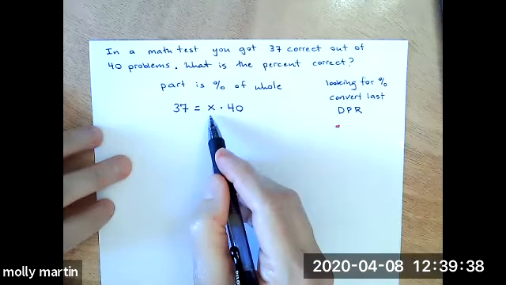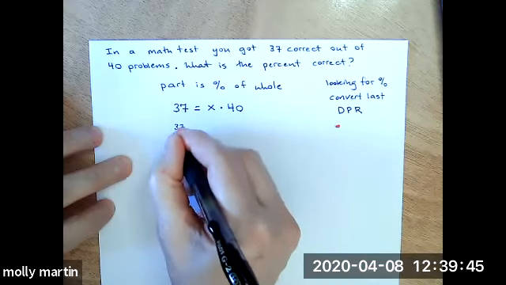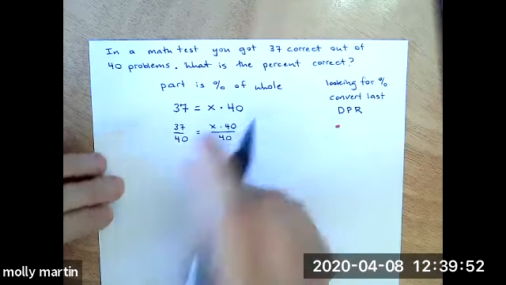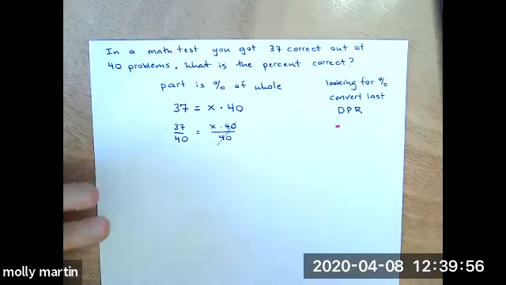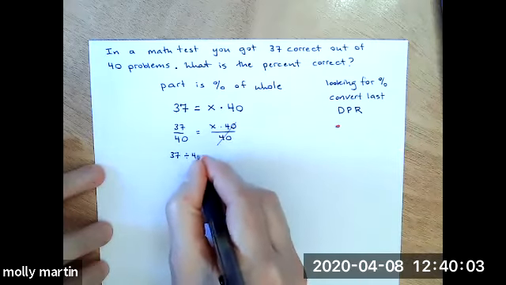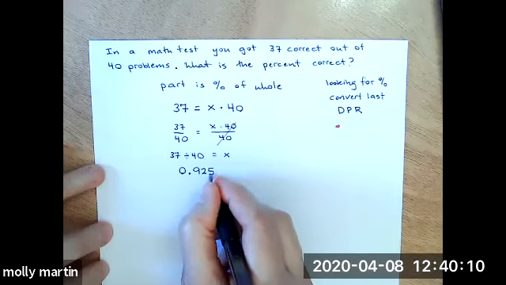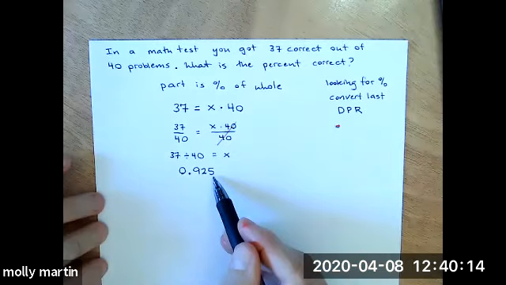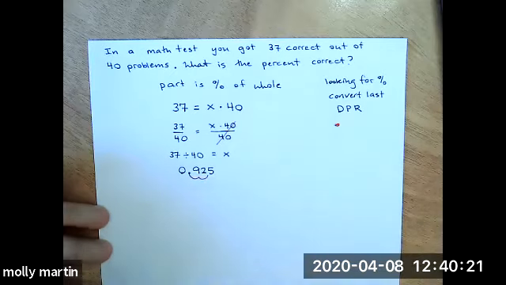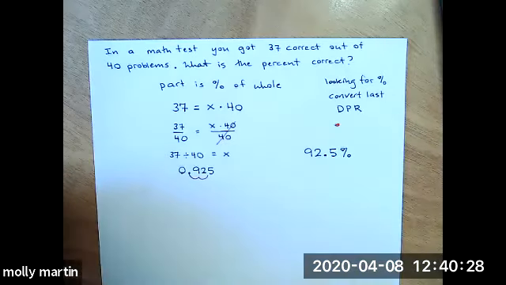So I want to get x by itself. I undo what's being done to x by dividing both sides of the equation by 40. 37 divided by 40 is 0.925. So that's the decimal, but we want the percent. So we go to the right. You always move it 2 places. So your grade on the exam is 92.5%.